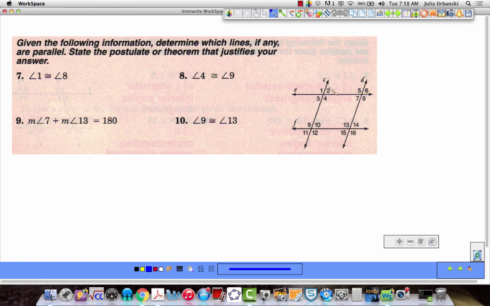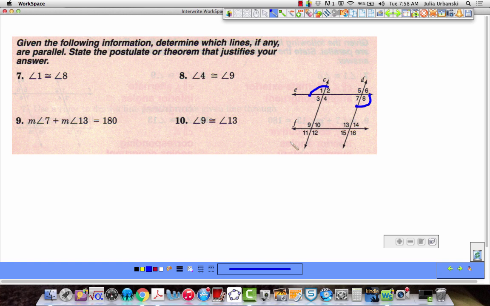Alright, so we're going to do one at a time. Look at angle 1 and angle 8 over here. Okay? If you know this is given, angle 1 is congruent to angle 8, then make sure your focus is up here. If angle 1 is congruent to angle 8, then you have to find the two lines that would be parallel. Okay, so look for the line.